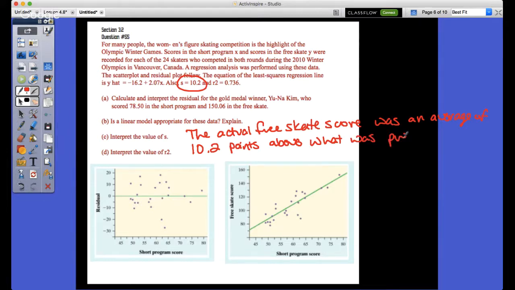What was predicted? Predicted is a huge part of every one of these parts. What was predicted by the least squares regression line. You say, Coach, what is that saying? Well, it's really saying my actual score had an average error of 10.2 points above the least squares regression line. Meaning, if I took these residuals and averaged them together, the average distance my actual free skate score was from my predicted was 10.2. And that's how we would attack it.